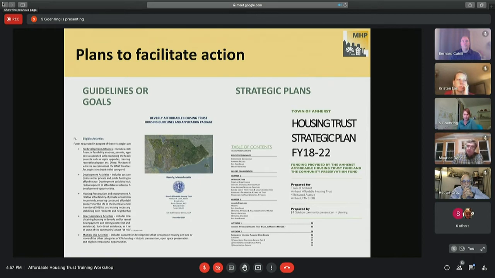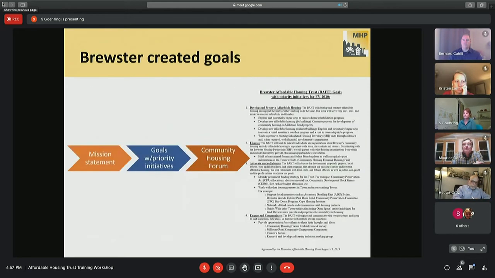On the right, Amherst hired a consultant. They decided to do a 5-year plan. Some communities do that. It's by no means something that you need to do, and 5 years can be a long time out. So it could be a more simple process like Beverly's.